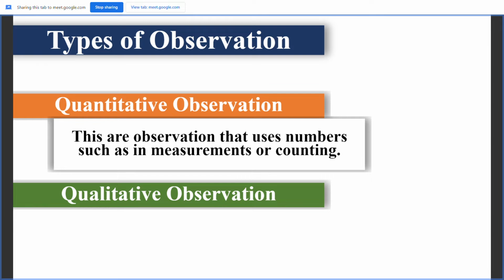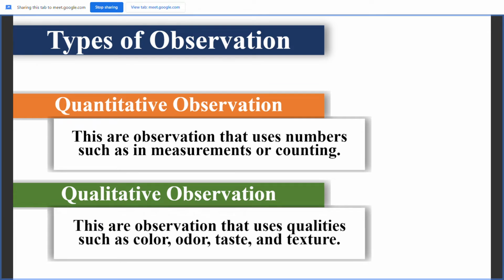Halimbawa, dinescribe mo yung isang bagay ng bigat. 1 kilong bigas. So, dinescribe mo yung bigas gamit yung number, which is 1 kilo, or by means of measurement. Gaano kataas yung building? Sinabi mo, 200 meters. 200 meters yung taas ng building. So, you describe the building as being 200 meters. So, that is quantitative.